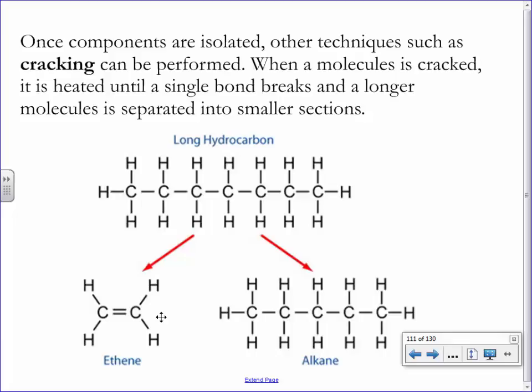Now, this particular one that I showed you went 5 and 2. But it doesn't have to go 5 and 2. You might also get something that might do this. So it might do a 5 and 2. It could do a 4 and 3. All right. Long story short, cracking occurs so long as it gets separated into smaller pieces. So if you have a large molecule, a long molecule, and you break it into pieces, that's known as cracking.